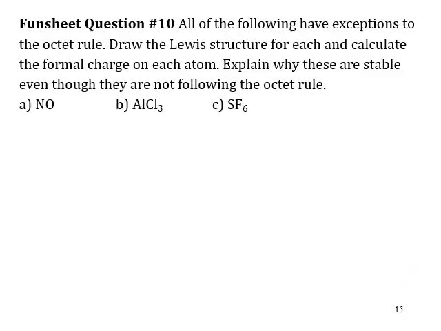Draw the Lewis structure, identify the formal charge on each atom in the molecule, label that charge, and then explain why it's stable. I'm thinking that has something to do with electron configuration, but I'll see what you guys think.